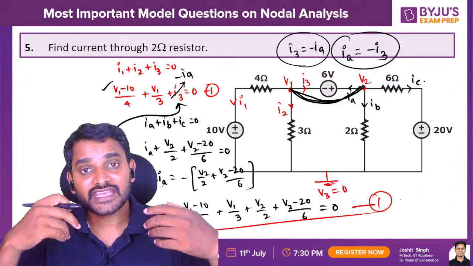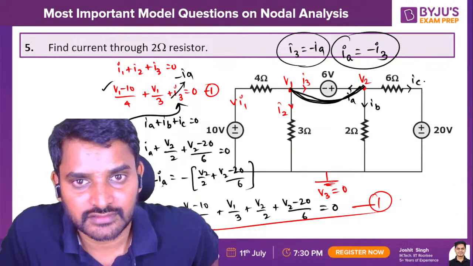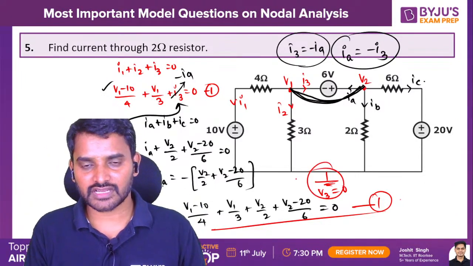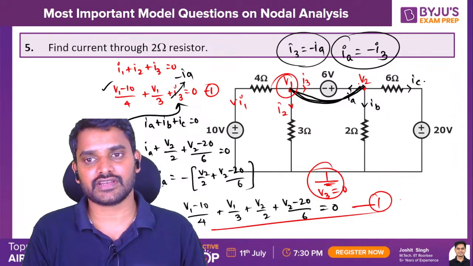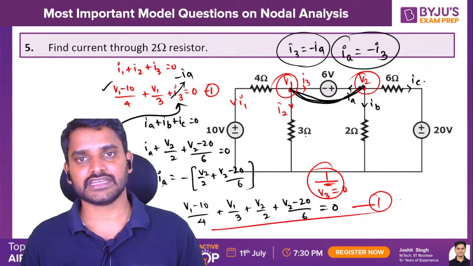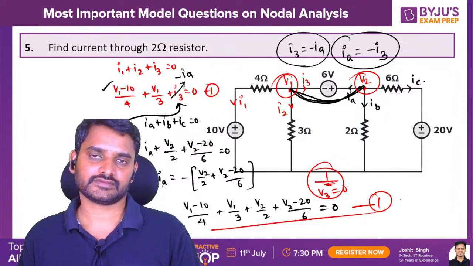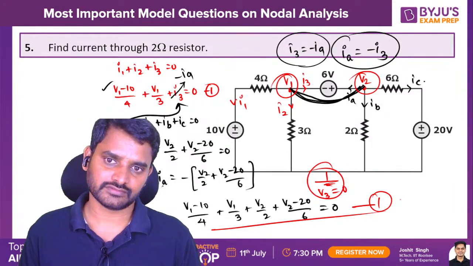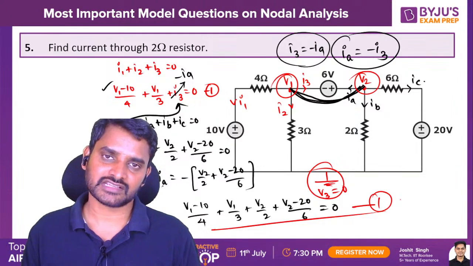So instead of applying supernode analysis, you can go for nodal analysis only. The only thing is, don't assume the ground here. You assume the ground at this point or at this point. You'll get it. Or you can even apply mesh analysis also.